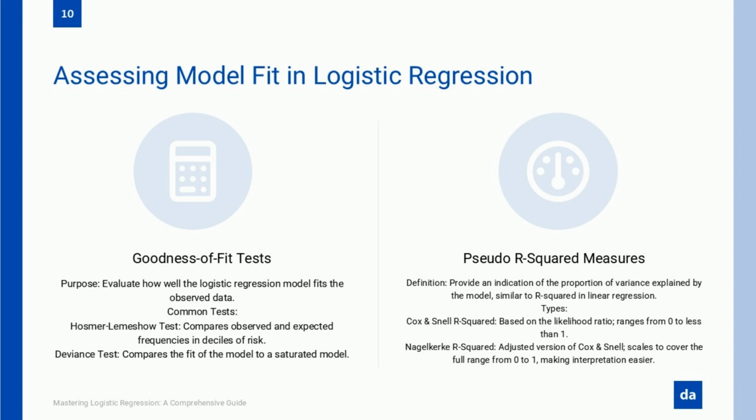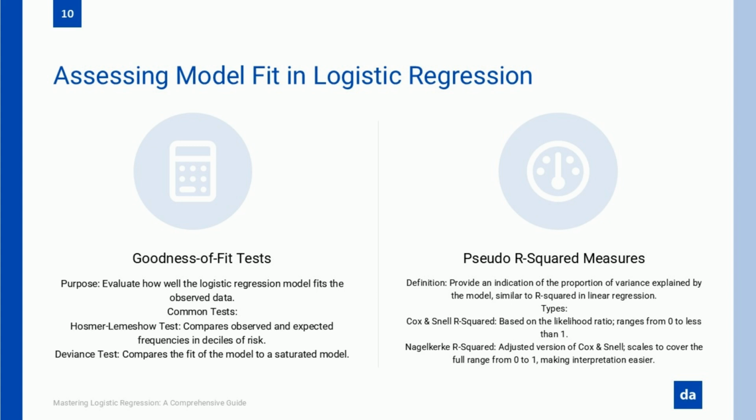Since we can't use regular R² in logistic regression, we use alternatives like Cox and Snell R² or Nagelkerke R². These give us an idea of how much of the variability in the outcome is explained by our model. While they don't work exactly like regular R², they still give us a sense of whether our model is capturing useful patterns. But here's the thing, numbers alone don't tell the whole story.